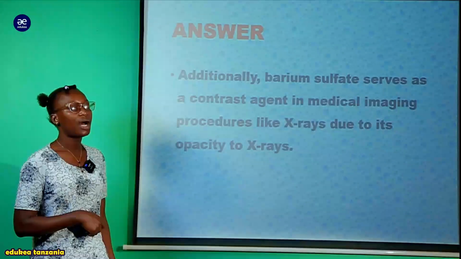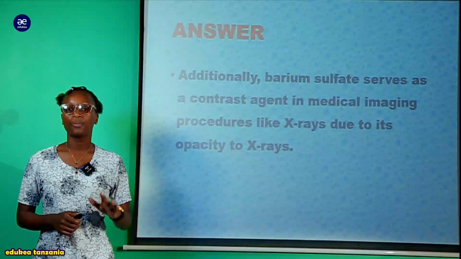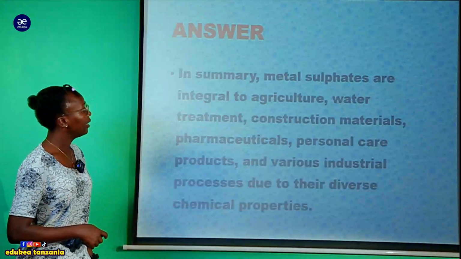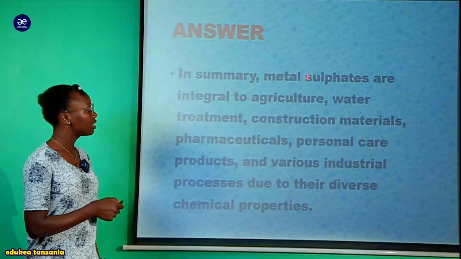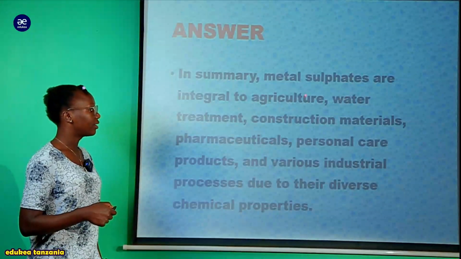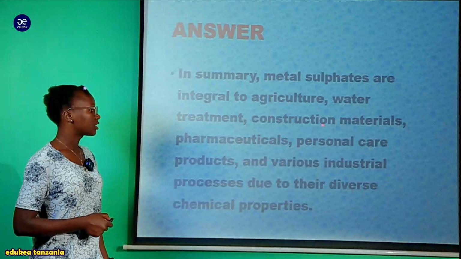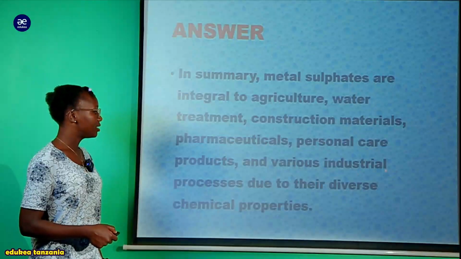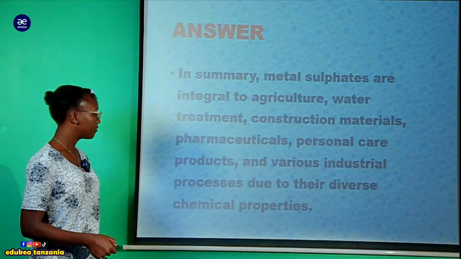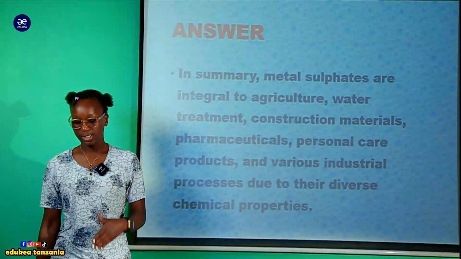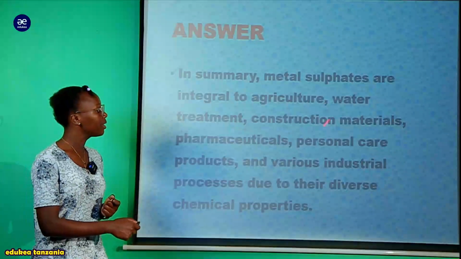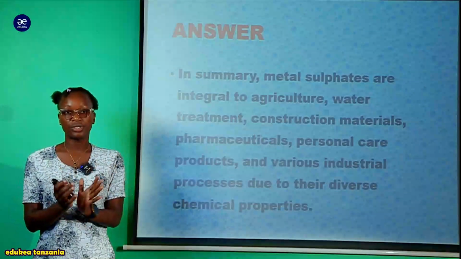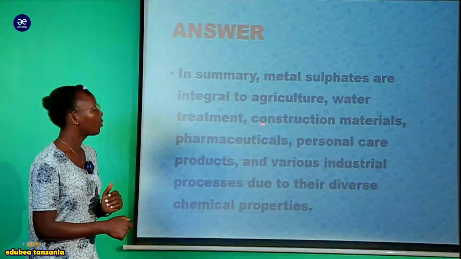Okay, those are the uses of those metal sulfate katika hizo field ambazo tumeziona, lakini in a simple summary we can say that metal sulfate are integral to agriculture, water treatment, construction material, pharmaceuticals, personal care products, and various industrial processes due to their diverse chemical properties. So this is how you can generalize. So from this summary unaona kwamba pointi zote ambazo tumezizungumzia, field zote ambazo tumezizungumzia zimekuwa included hapa.